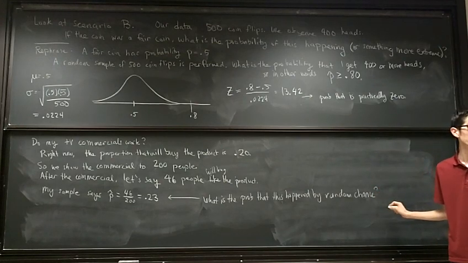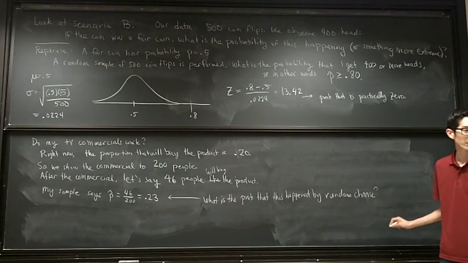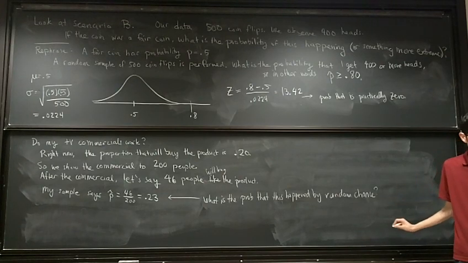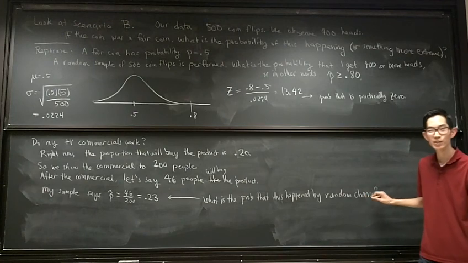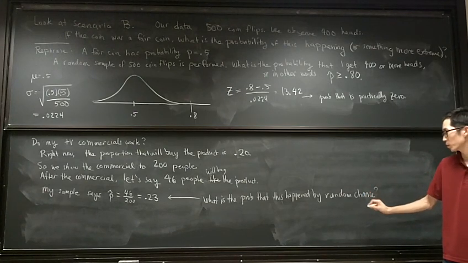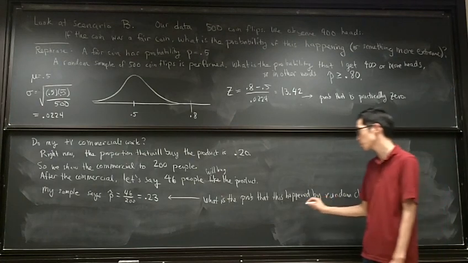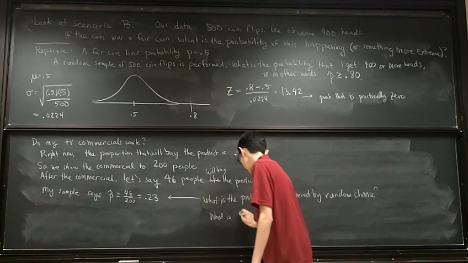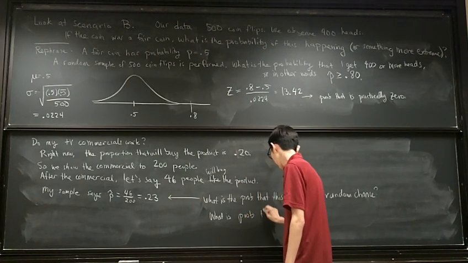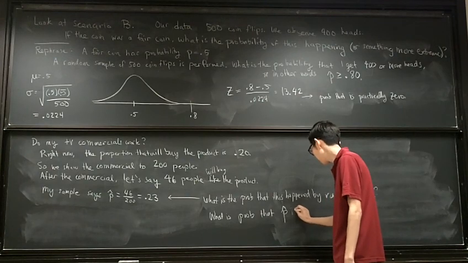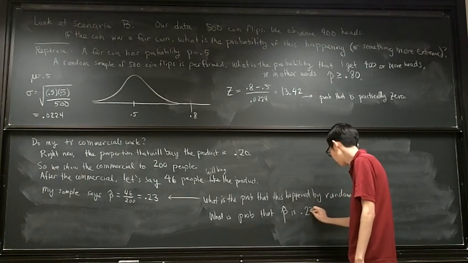Does that make sense? Okay, so see if you guys can do this, all right? You guys had to do something like this for the quiz already, so it should be no problem. What's the probability that this happened by random chance? So this or something more extreme. So basically, what is the probability that p hat is 0.23 or more?